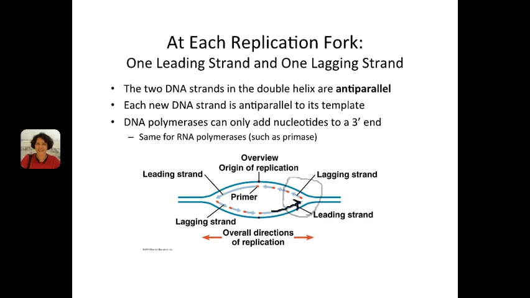That one is going to be called the leading strand because it can be replicated without a problem, smoothly and continuously. The other strand, though, is going to be facing with its 3' end away from the replication fork, like we see here. And it's going to have to be replicated in little fragments. That strand is known as the lagging or discontinuous strand.